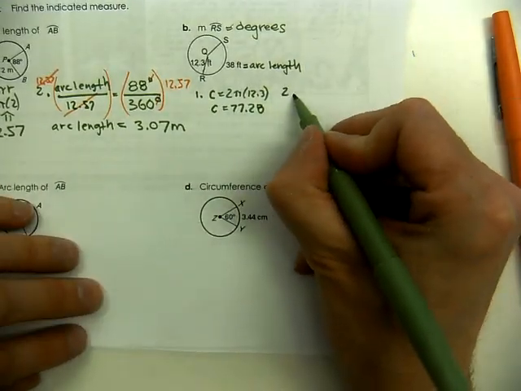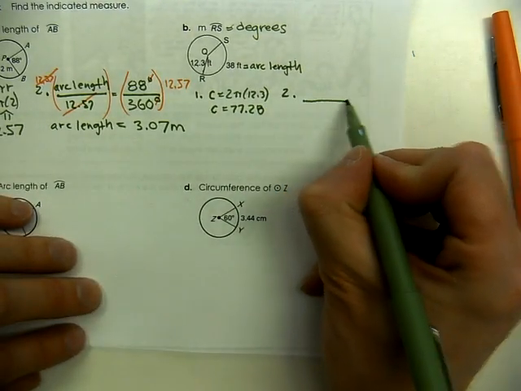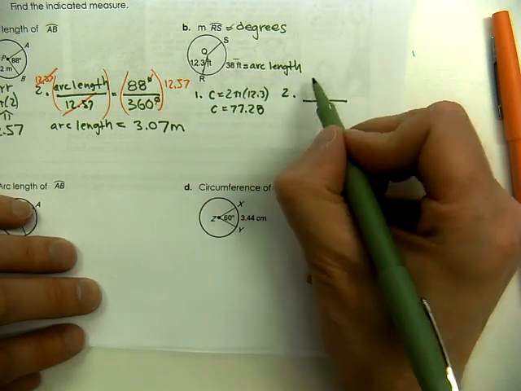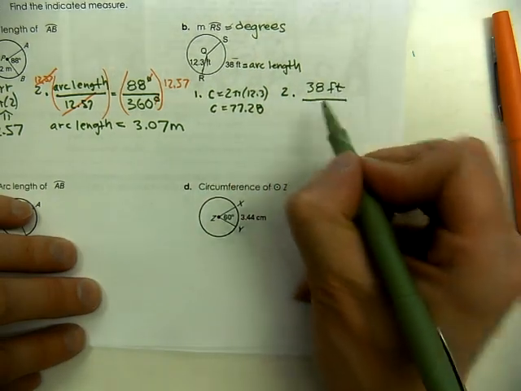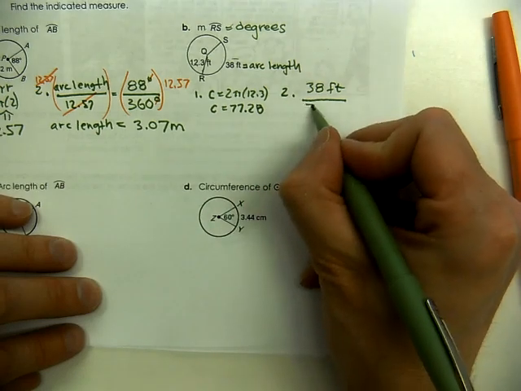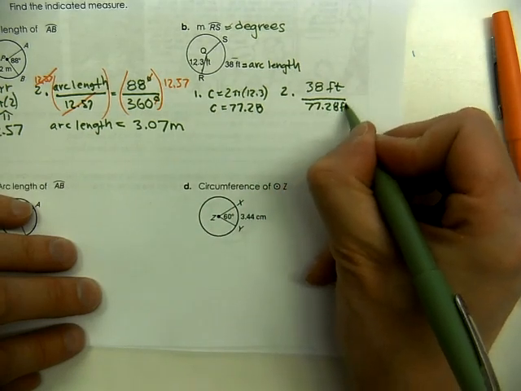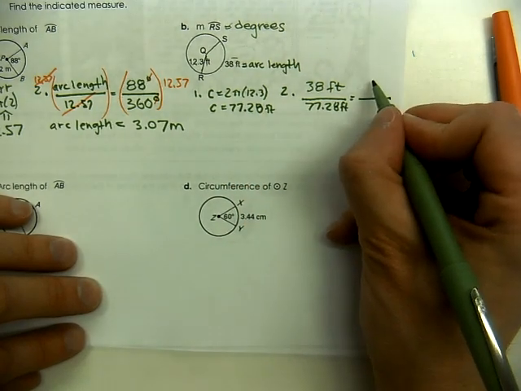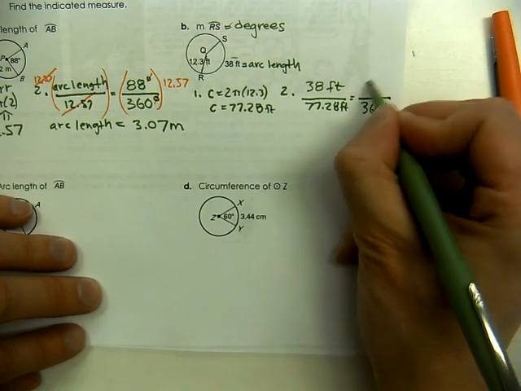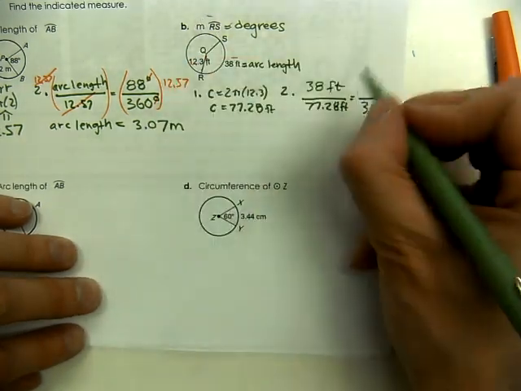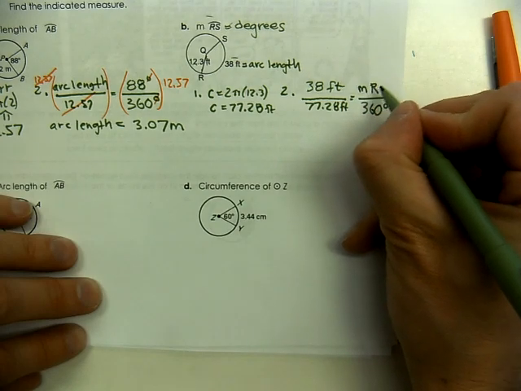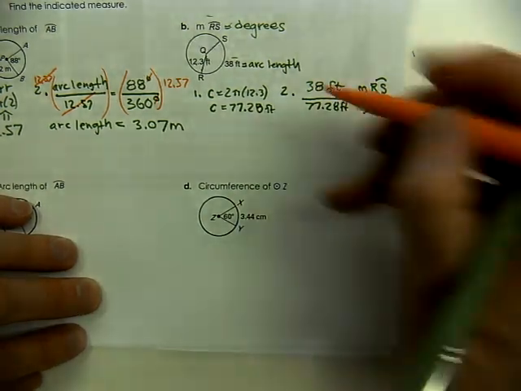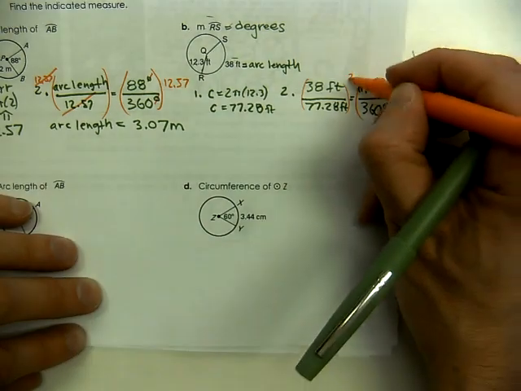Step number 2, now we're going to set up our proportion. On the left-hand side, I'm using the arc length over the total circumference, and the arc length is given to us as 38 feet over the total circumference of 77.28. And because that's a distance, that's also in feet. And then on the right side, we want the number of degrees out of 360. Well, we don't have the number of degrees, because that's what we're asked to find. So this is my variable. It's the measure of the arc RS. That's my variable. It's currently being divided by 360, so we're going to do the opposite. We will multiply both sides by 360.